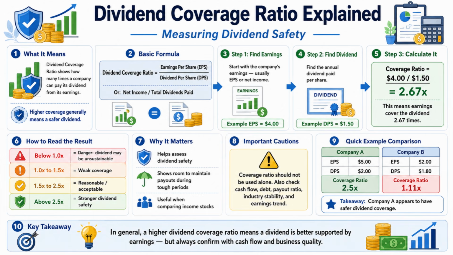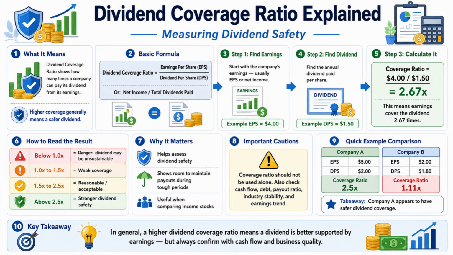Furthermore, this ratio matters because it helps investors assess dividend safety, understand whether the company can maintain payouts during difficult periods, and compare different income stocks more clearly. However, the dividend coverage ratio should not be used alone. Investors should also check cash flow, debt level, payout ratio, industry stability, and earnings trend before making any conclusion.